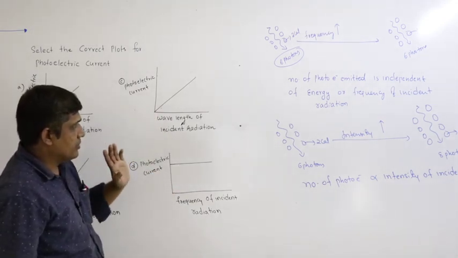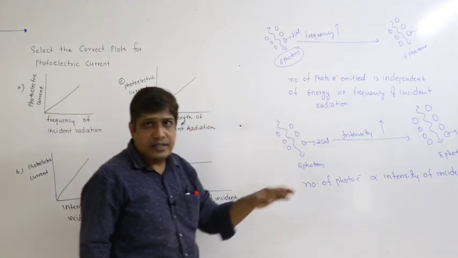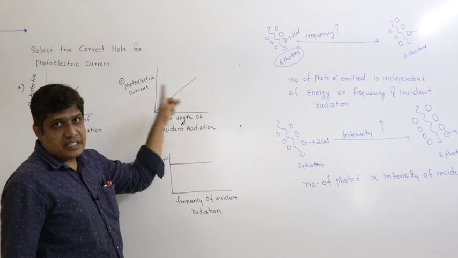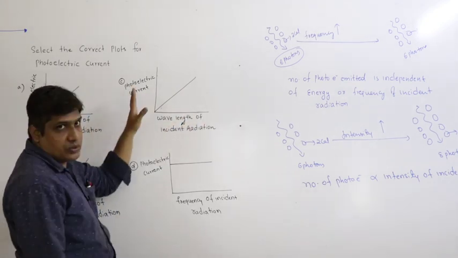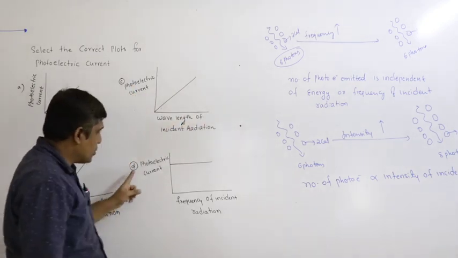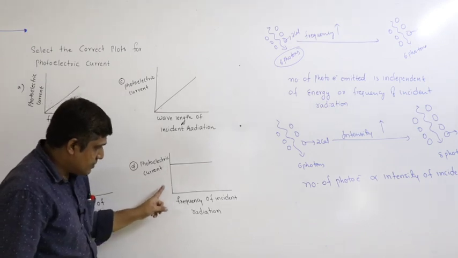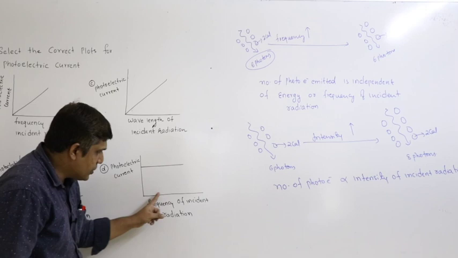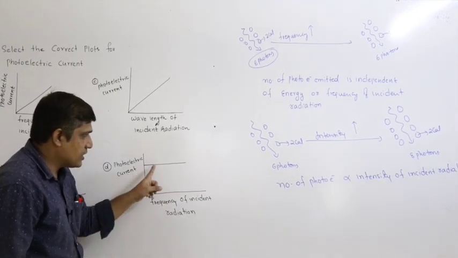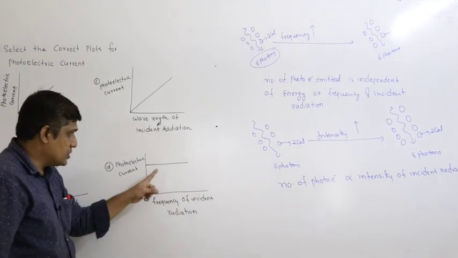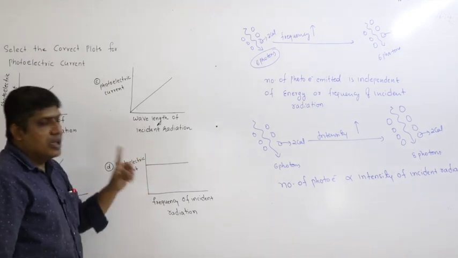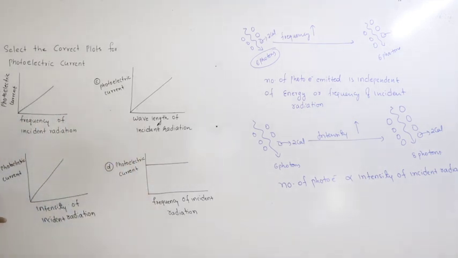Next, wavelength. If it is independent of frequency, then it must be independent of wavelength. So you have to get a straight line parallel to the x-axis here and here. So this is also not correct. Photoelectric current is independent of it, a straight line parallel to the x-axis. That means whatever you do to the frequency, the photoelectric current is not going to alter. So this is correct. It indicates that photoelectric current is independent of frequency. So you will get C and D options.